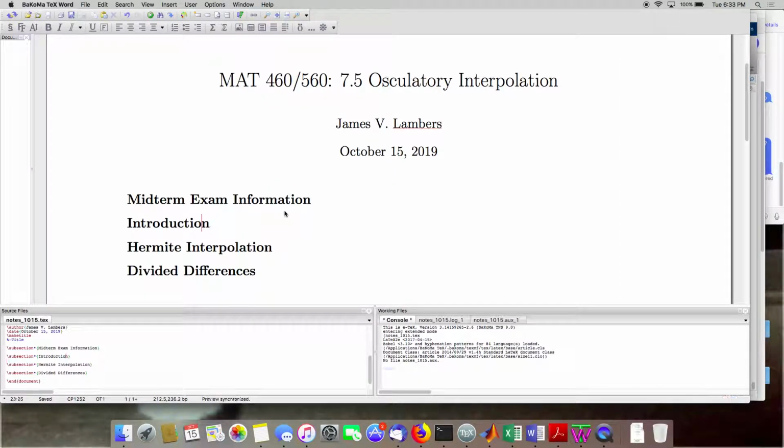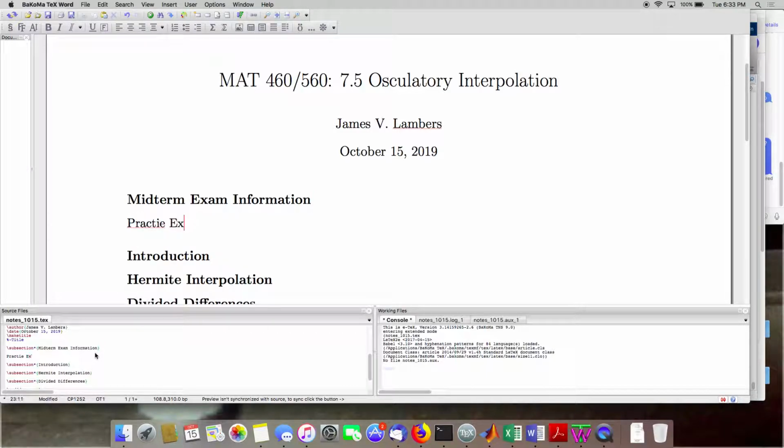So, as for the midterm, which I'm sure is a topic of greatest interest. As you saw in the email, the practice exam and solution are posted on the lectures page under the October 22nd entry, which is 1 week from today, the date of the test.